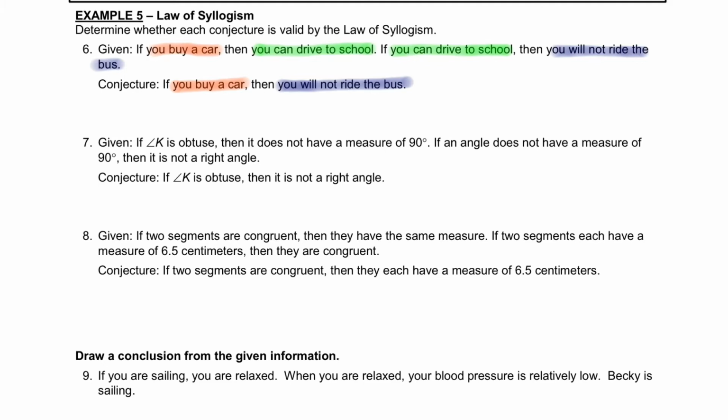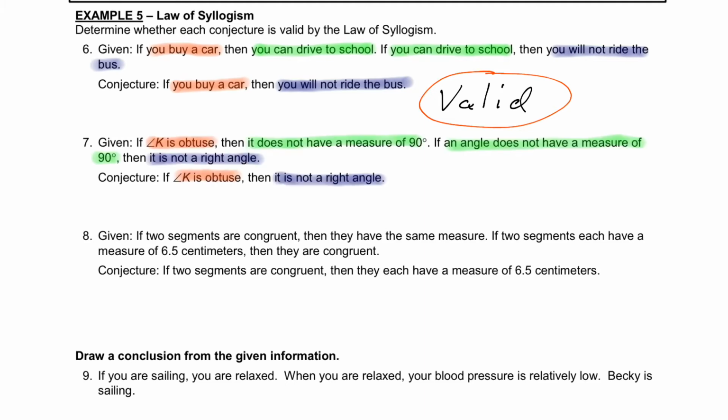I'll read it with the actual words. It says, if you buy a car, then you can drive to school. And then it says, if you can drive to school, then you will not ride the bus. The conjecture is, if you buy a car, then you will not ride the bus. So this one is valid by the law of syllogism. So number 6 is valid by the law of syllogism, so we just write valid. If it doesn't fit the correct structure, as soon as we see that, we know it's not valid, or you could write invalid. Let's move on to number 7. I'm going to highlight that one for you.